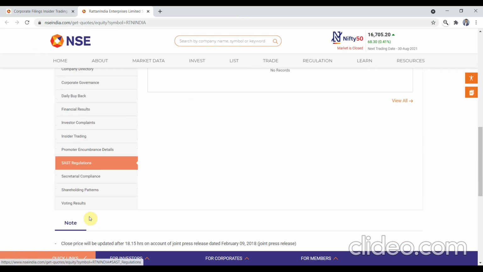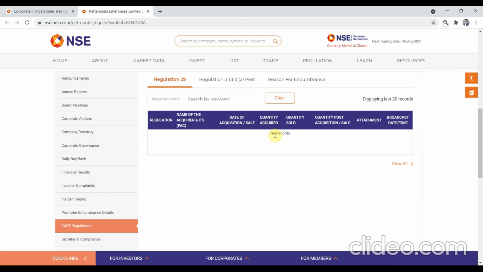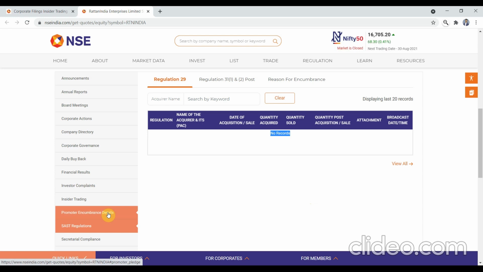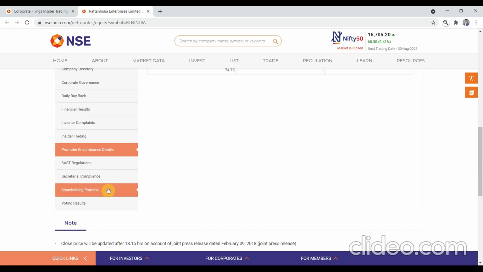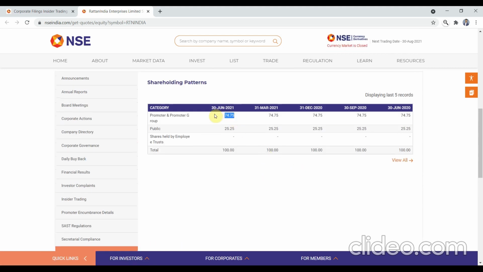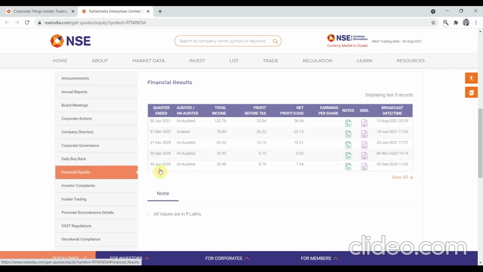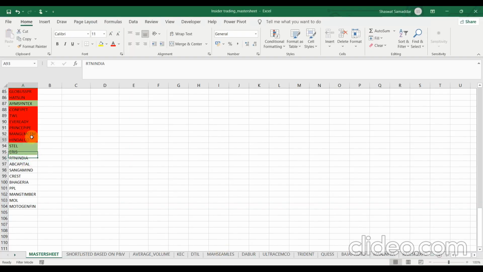Let's check the SAST regulation for this. There are no records. So now it's your choice whether or not you want to go to a third party website and check whether any quantity has been sold. But I would not prefer that. I believe in NSE's website only. So just for the sake of knowledge, let's check all the other filters. Pledging is not there. Shareholding is greater than 50%. Financial results is not there. So I'm skipping this particular stock. I'm just marking this as red.